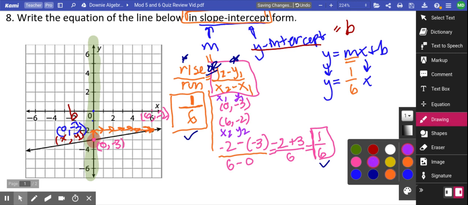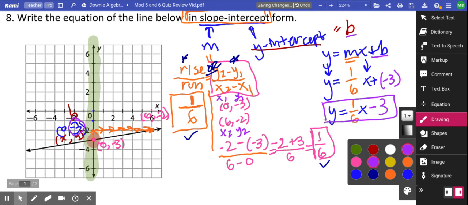My b value was my y-intercept. My y-intercept was a negative 3. So you can write this as a plus negative 3 if you would like. Or we can simplify y equals 1/6 x minus 3. And this is our equation in slope-intercept form.